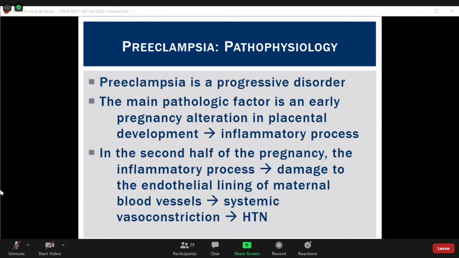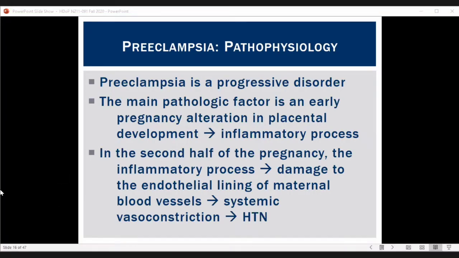When we talk about the pathophysiology of preeclampsia, I need you to understand that this is not simply a matter of blood pressure. Although that is one of the main clinical manifestations, that's not what the issue is. Preeclampsia begins early, actually earlier in the pregnancy, somewhere between week 8 and 18, as the placenta is developing.